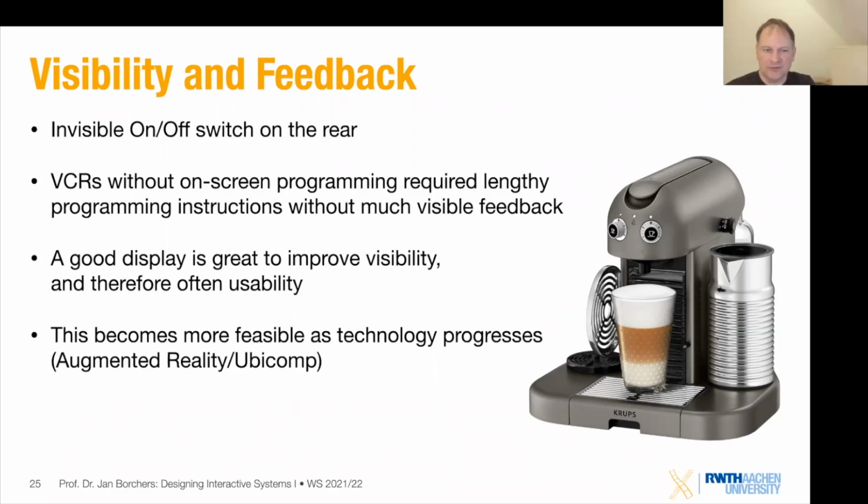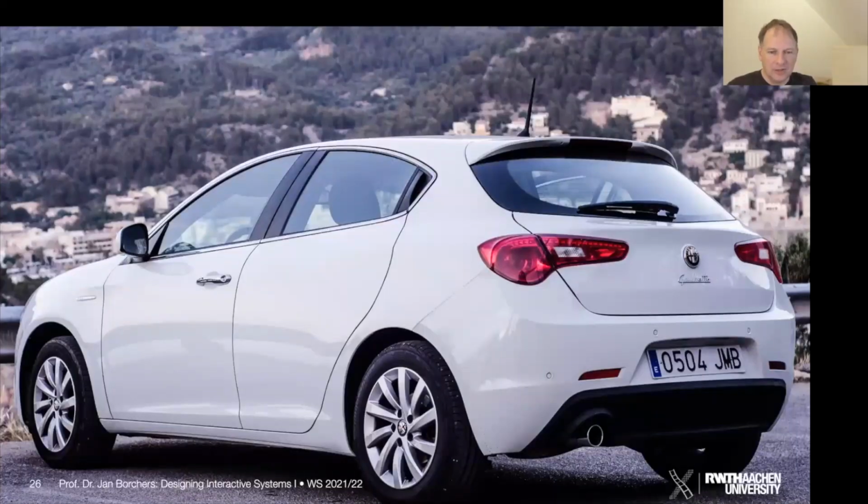Here's another example of visibility and feedback. This is the Giulietta by Alfa Romeo that was introduced many years ago. And do you notice anything that could pose a difficulty about this car upon first using it? Yeah, Felix, go ahead. I think the door handle for the rear doors is next to the window instead of downwards. Yes, like it is on the front.